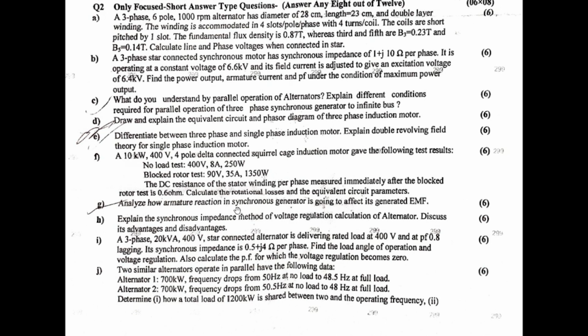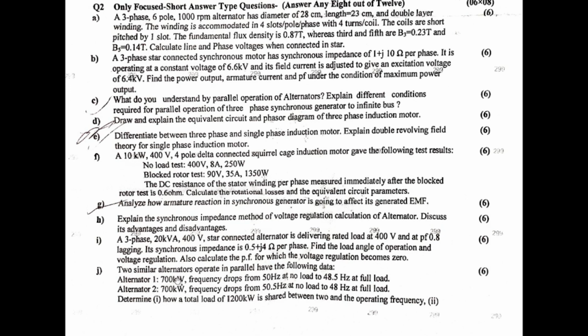Analyze how armature reaction affects generated EMF. Explain the synchronous impedance method of voltage regulation calculation of alternator. Discuss its advantages. Then a problem: a 3-phase 20 kVA 400 volt star connected alternator is delivering rated load at 400 volt, power factor 0.8 lagging. A synchronous impedance is given. Find the load angle of operation and voltage regulation. Also calculate the power factor for which the regulation becomes 0.